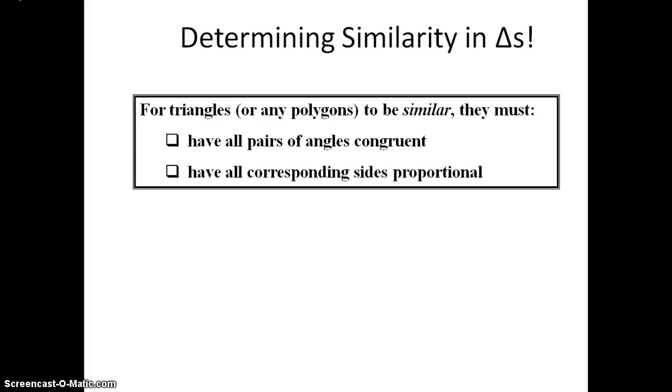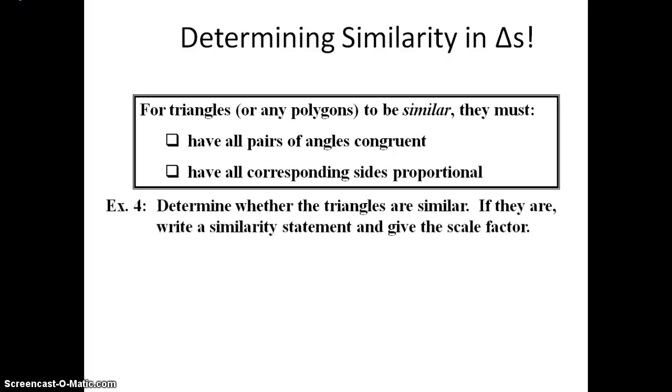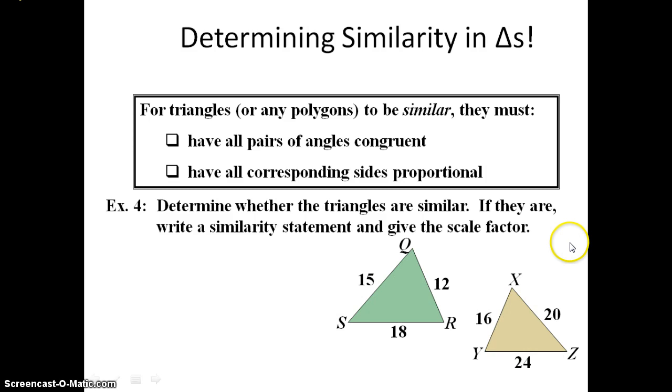Now we're going to determine similarity in triangles. For triangles or any polygon to be similar, they must have all pairs of angles congruent and have all corresponding sides proportional. So determine whether the triangles are similar. If they are, write a similarity statement and give the scale factor. So here's our first two triangles. So we only have the sides right now. So we would have to see if the sides are proportional.